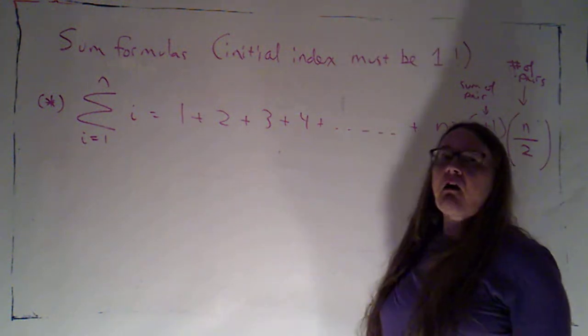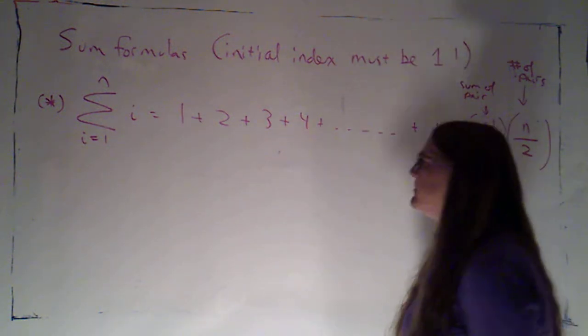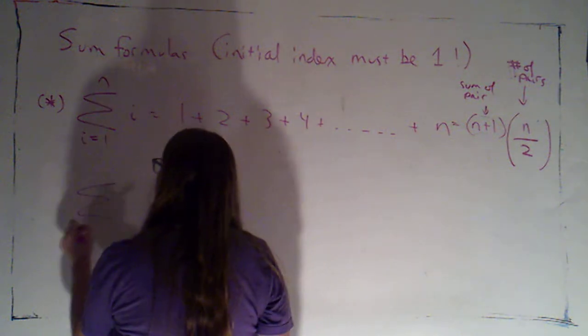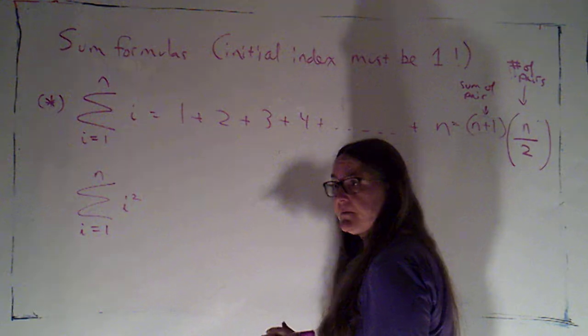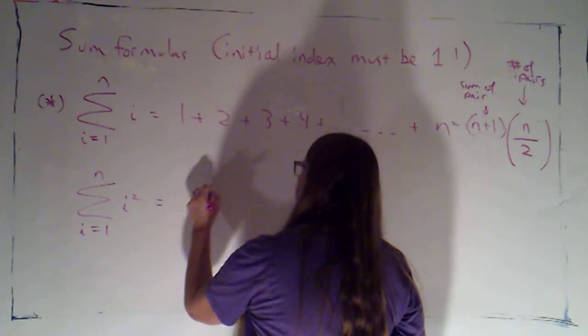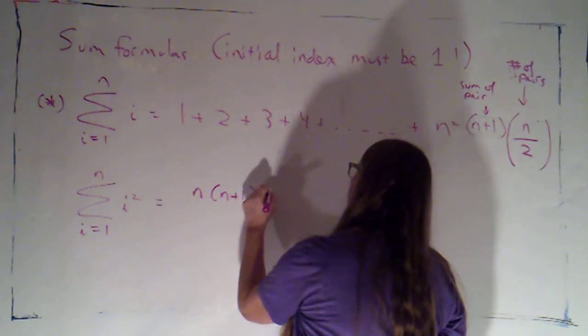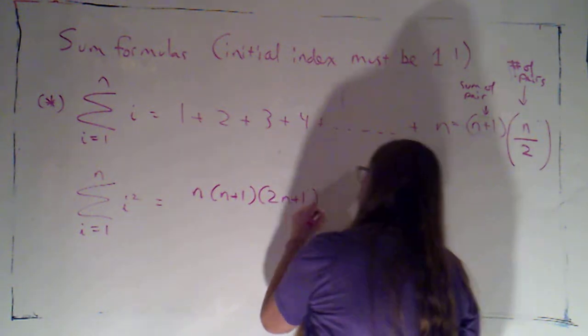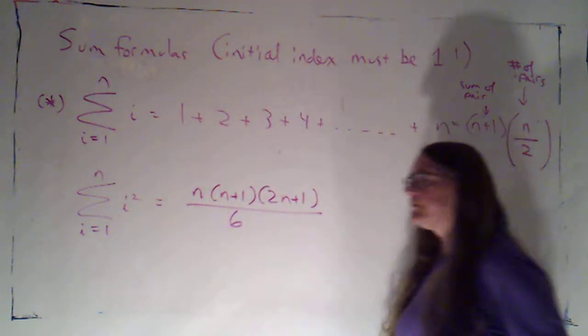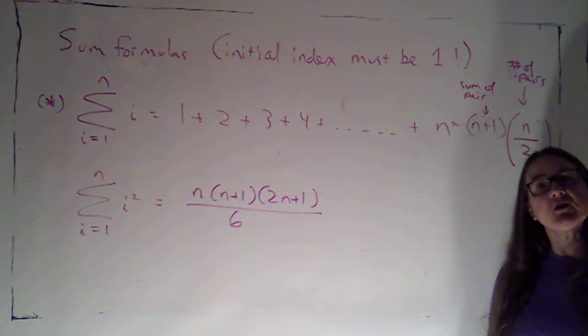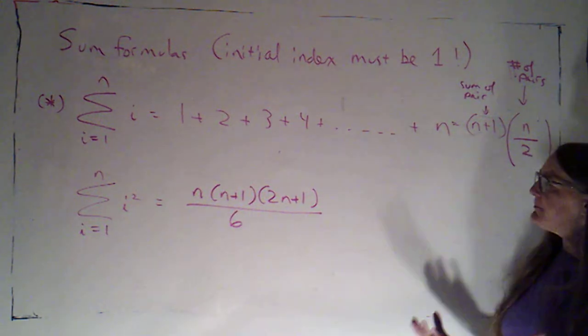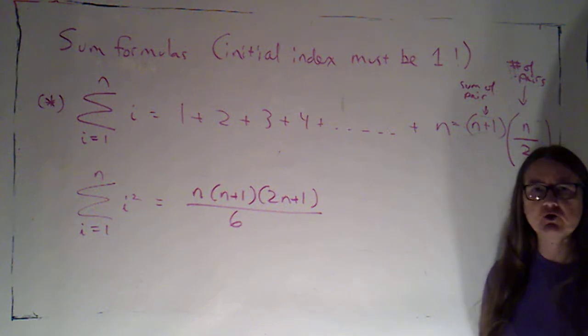Now, it turns out there are two other formulas that we're going to be using a good bit. There's the sum as i goes from 1 to n of i squared. Okay. And that is n times n plus 1 times 2n plus 1 all over 6. Why is that true? I don't really have a good answer. I don't have a simple explanation for why that's true.